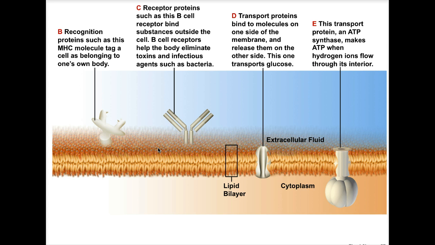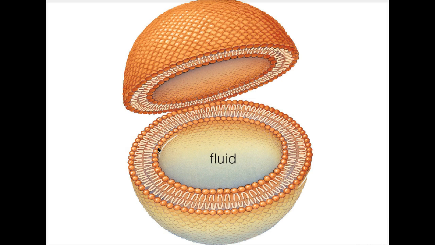And then E is an image showing us a transport protein that also has an enzymatic component to it. So this is a transport protein that has ATP synthase, that as hydrogen ions move, ATP is produced. So it's not just the phospholipid bilayer that makes up our cell membrane, but proteins as well. This is a generalized view of a phospholipid bilayer. This would be an example of what a spherical cell would look like, and the fluid would be the cytoplasm where all the organelles of the cell are contained.